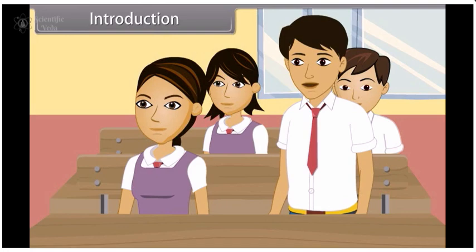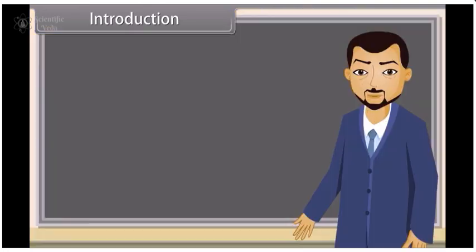But sir, how do we define their population? Good question, Rajesh. We know that the population of organisms has certain characteristics. On the basis of their characteristics, we define the population of organisms. In this lesson, you will learn organisms and their population.